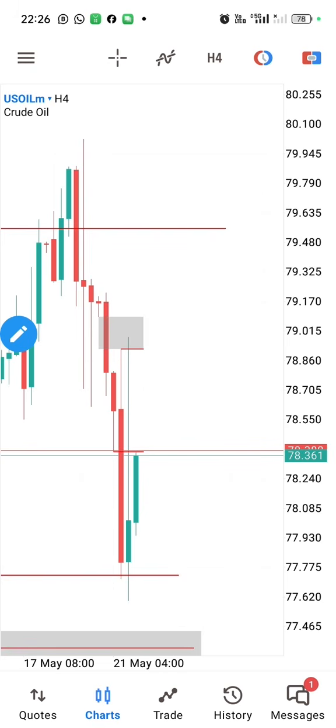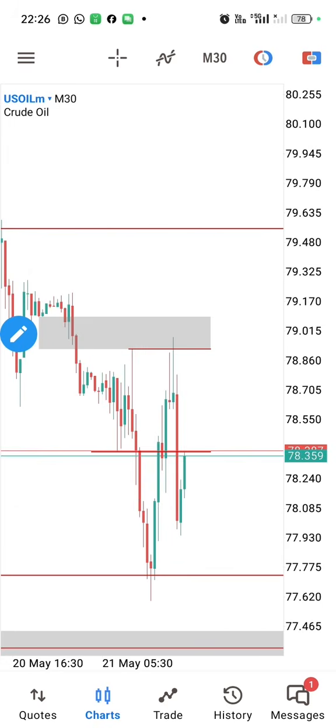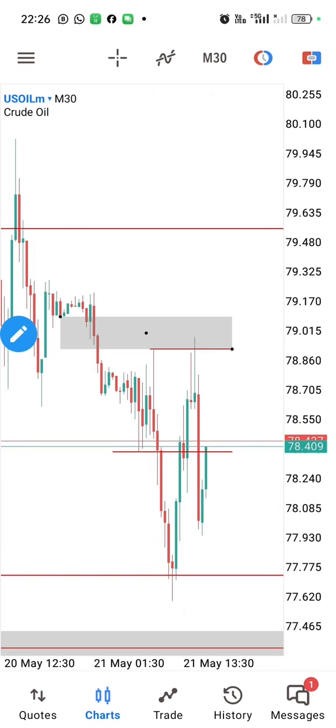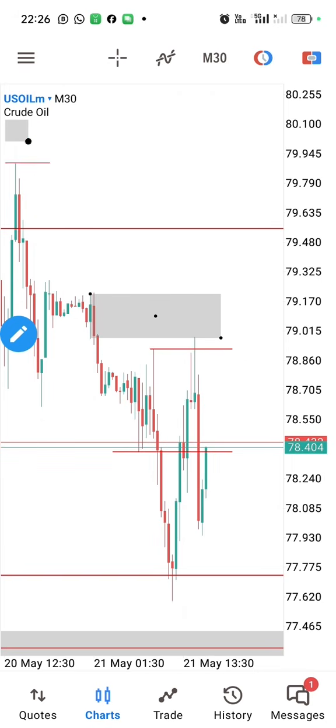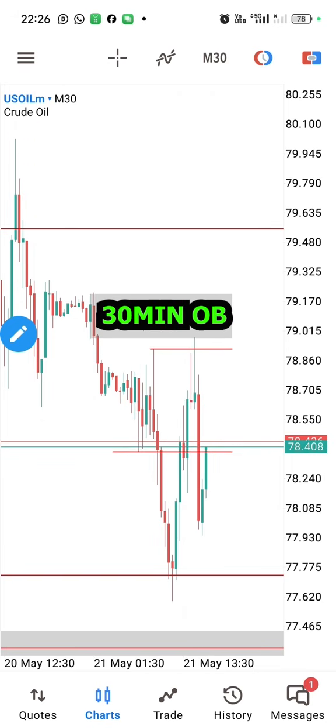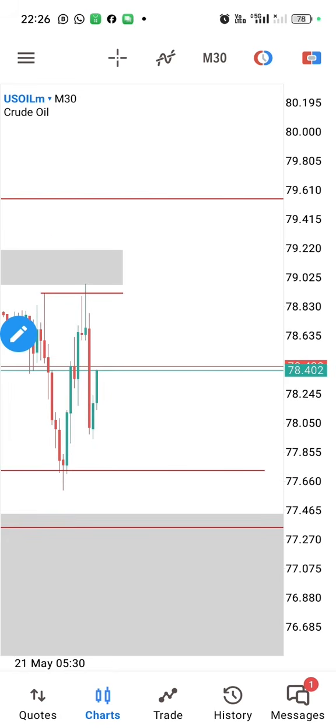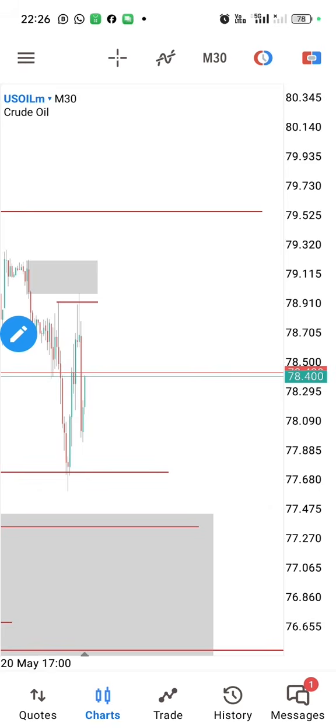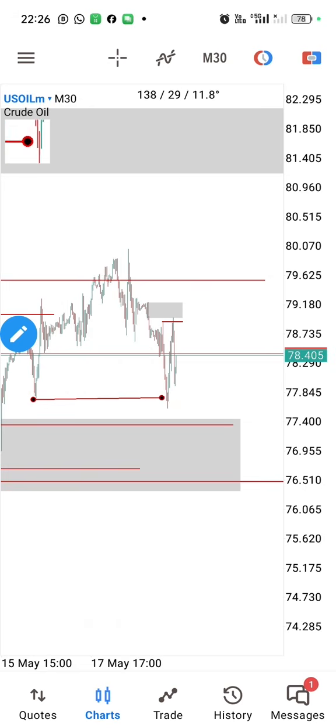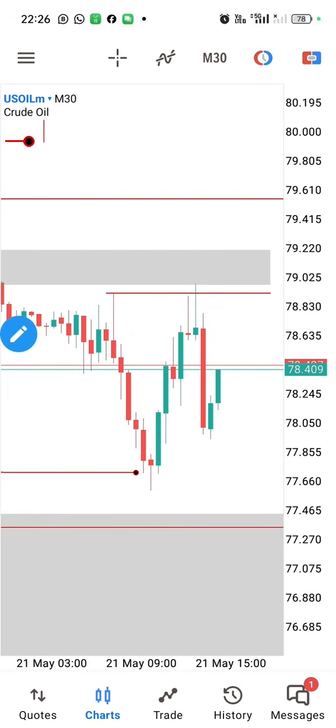Now the reason I'm saying it filled that fair value gap is on the 30-minute chart, it hit the 30-minute order block, and after it hit the 30-minute order block, it shot down aggressively, and you can tell right now that price is reaching for a low from here.